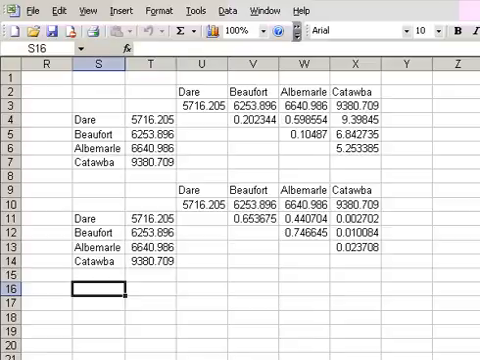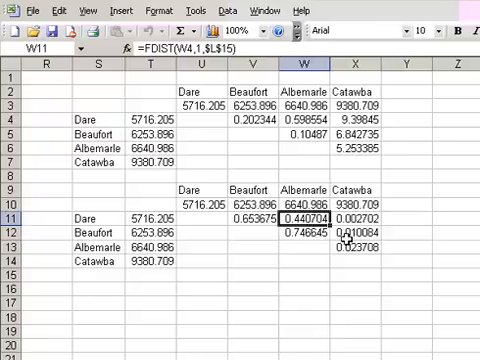Once we have calculated the probabilities as shown in the lower grid, we would typically look at the probabilities of the F values. Here's one of those, here's one of those, here's one of those, for example. And we would conclude that two mean costs for hospitals were different if the probability of the F test was less than 0.05. In that framework, we would say that Dare is different from Catawba, Beaufort is different from Catawba, and Albemarle is different from Catawba.